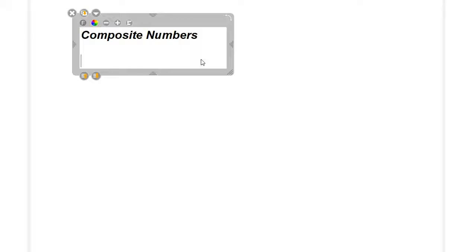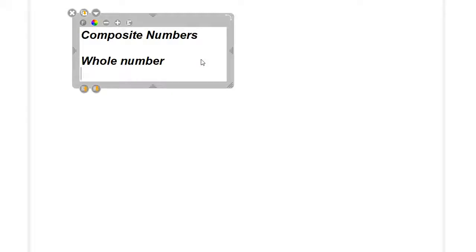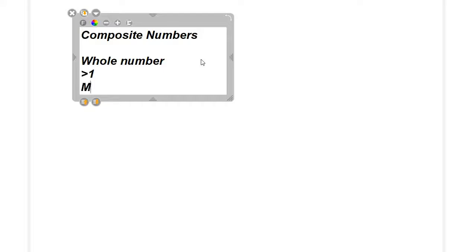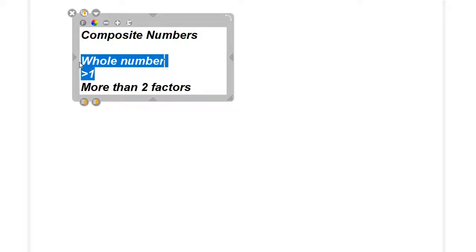So let me first show you the characteristics of composite numbers. They are whole numbers. They are also greater than 1, and they have more than 2 factors. So prime numbers have the first 2 characteristics, but for prime numbers, they have only 2 factors, which is 1 and itself, right? So if you're still unsure about prime numbers, you can watch my previous video on that.